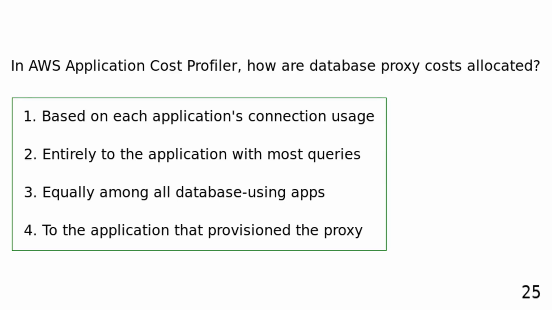In AWS Application Cost Profiler, how are database proxy costs allocated? Based on each application's connection usage. Entirely to the application with most queries. Equally among all database using apps. To the application that provisioned the proxy.